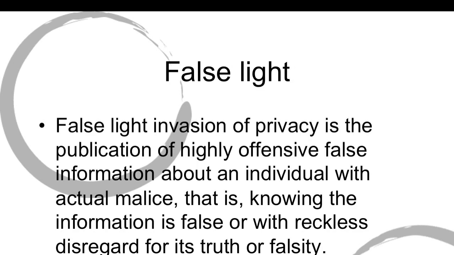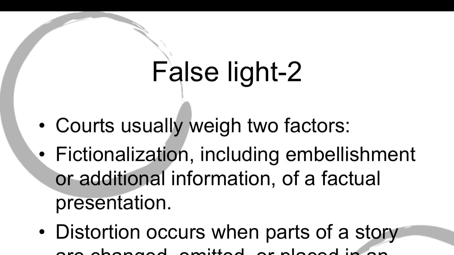False light is the invasion of privacy by publication of highly offensive false information about an individual with actual malice. That is, knowing that the information is false or with reckless disregard for the truth or falsity. So if we know before publication that we're going to publish something and it's wrong, we're in big trouble. Another thing with respect to false light, courts usually weigh two factors. First, fictionalization in a factual presentation, and also distortion, when parts of a story are placed or omitted or put in an improper context.